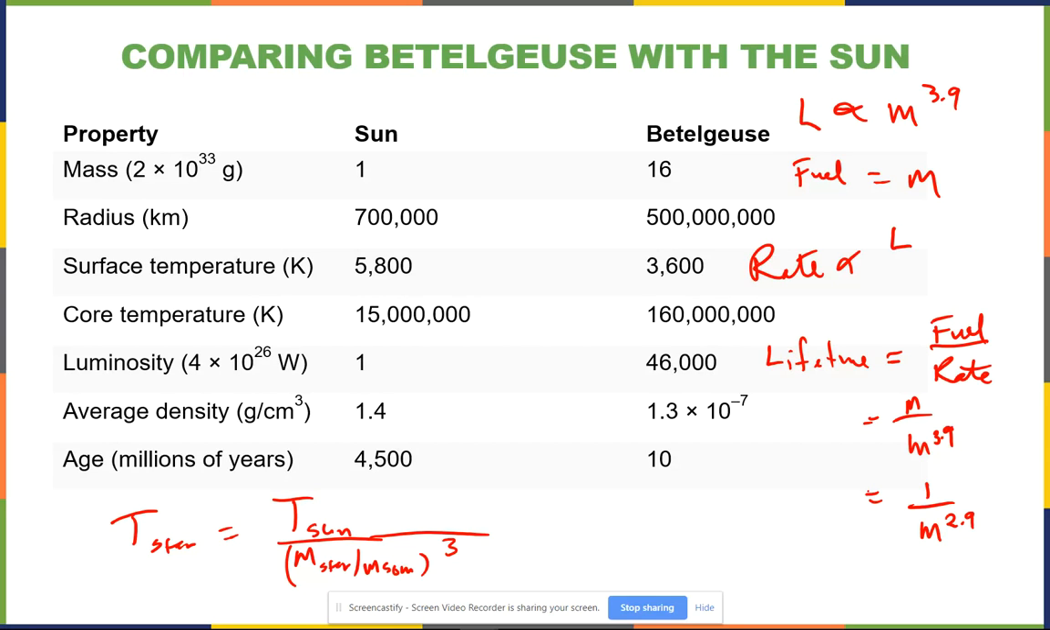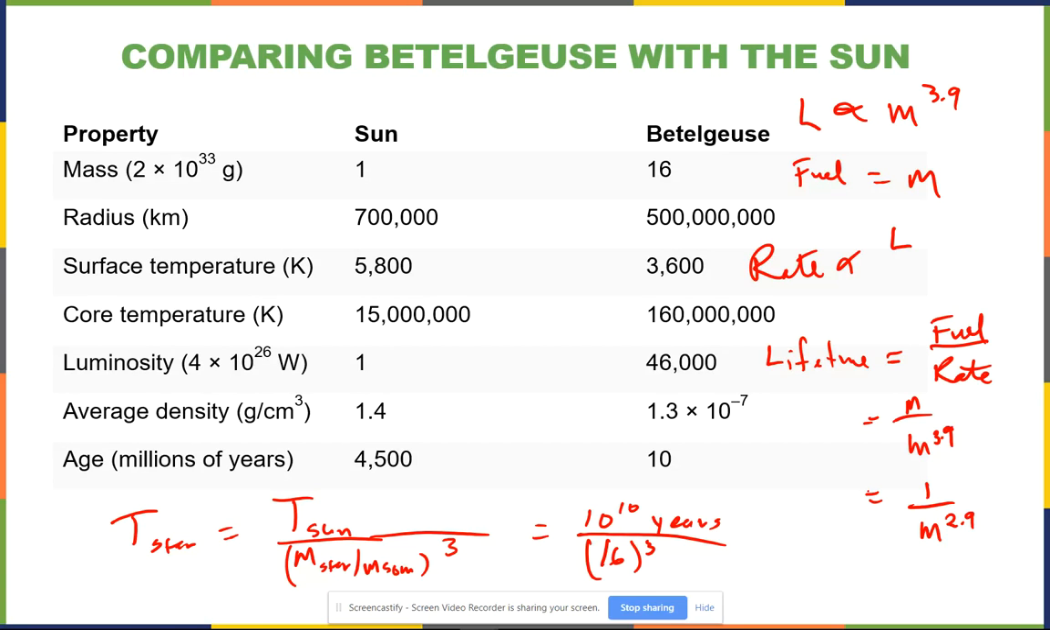So if we were to take the ratio of the masses here, the lifetime of the sun is 10 billion years, 10 to the 10th years. Divide that by 16 cubed. 16 cubed is 256 times 16. So it's going to be 10 billion years divided by roughly 4,000. And that gives us a proposed lifetime of about 2.5 million years with this calculation.